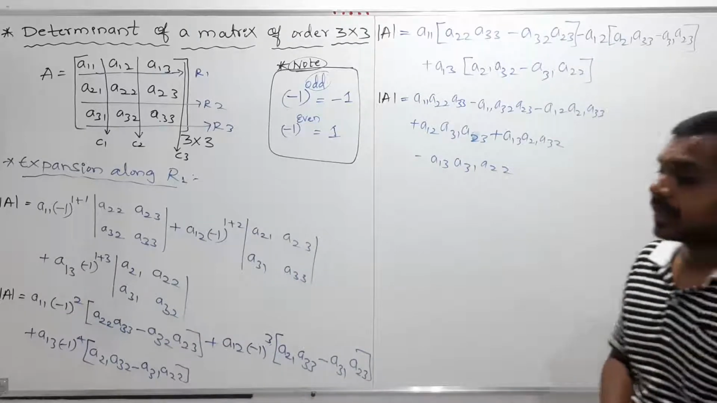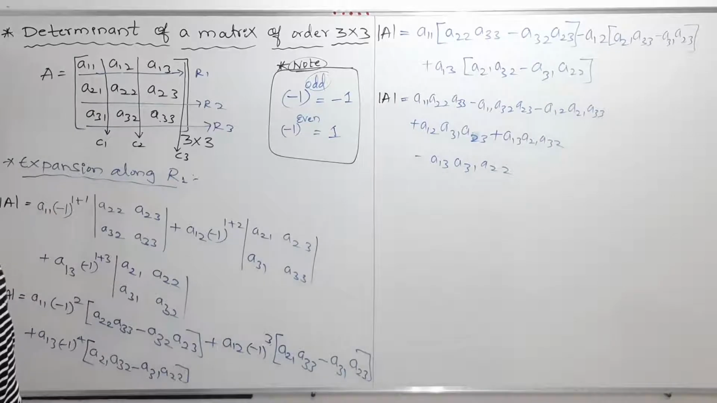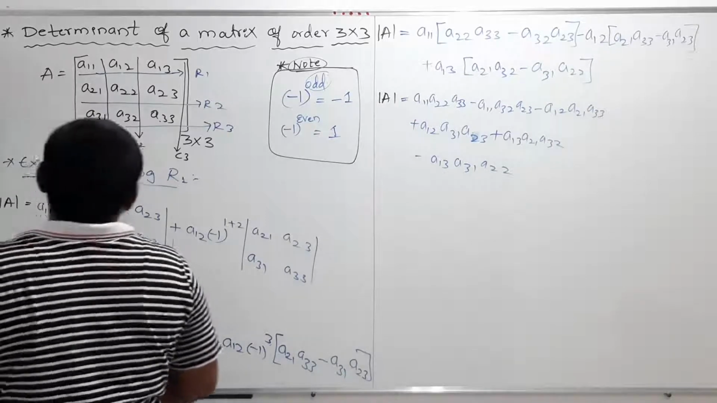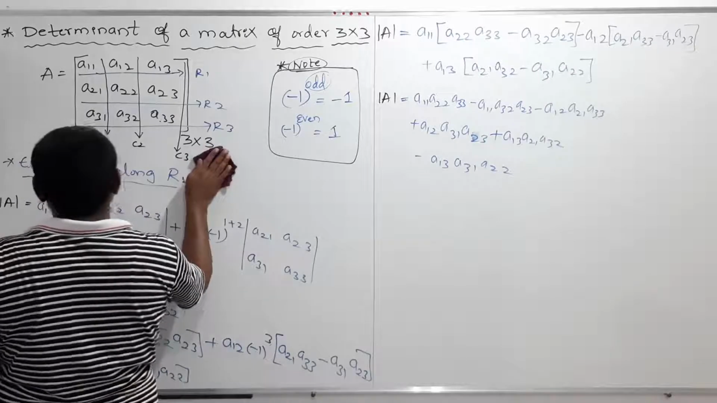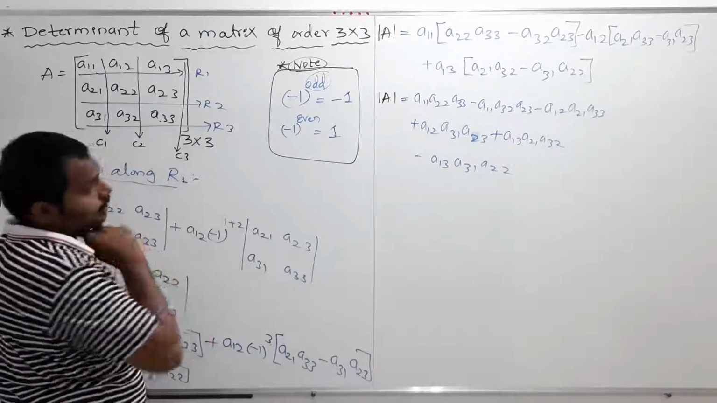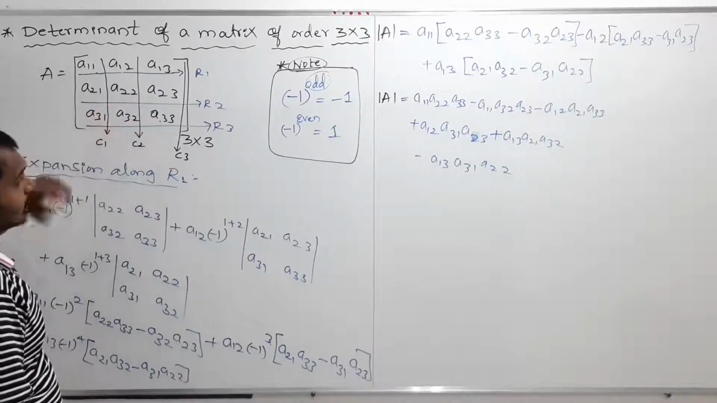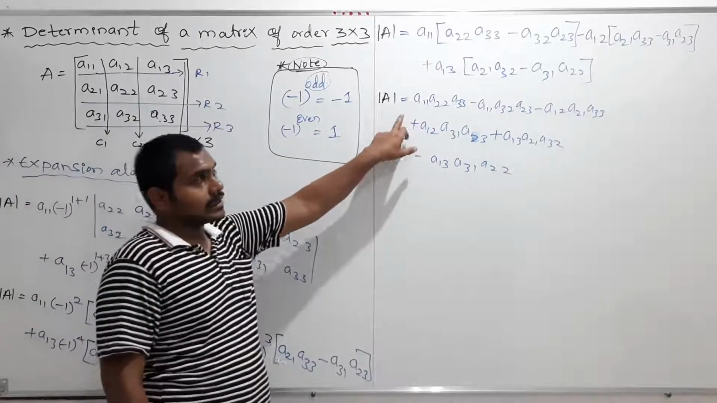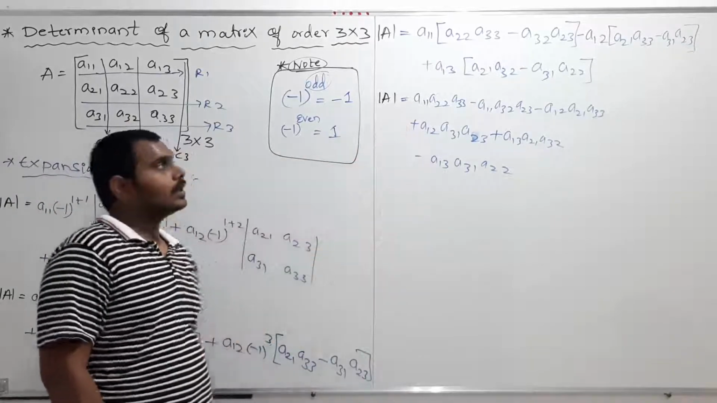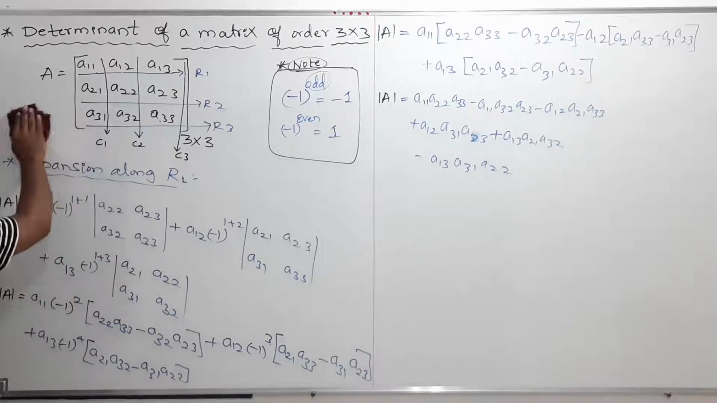So my dear friends, the next question I am going to discuss is a matrix of order 3 cross 3. Or else you can calculate yourself, expand along row 2, expand along row 3. The final answer you will get is the same. Clear? Yes. Next, take the example.